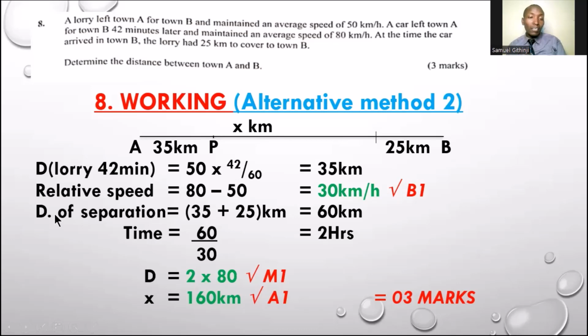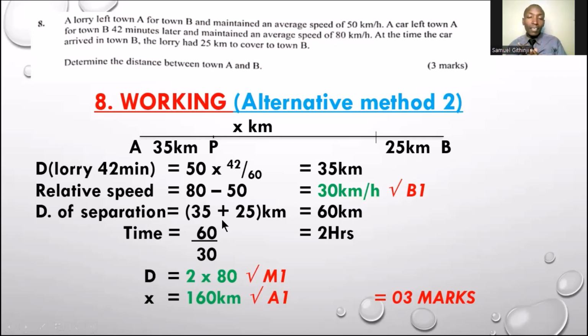Now, we talk about the distance of separation. When the car was at rest, when the car had not started, the lorry was 35 kilometers away. When the car stopped at B, the lorry was 25 kilometers away. So what is the distance of separation? Okay, my student, it is 25 plus 35, 60.